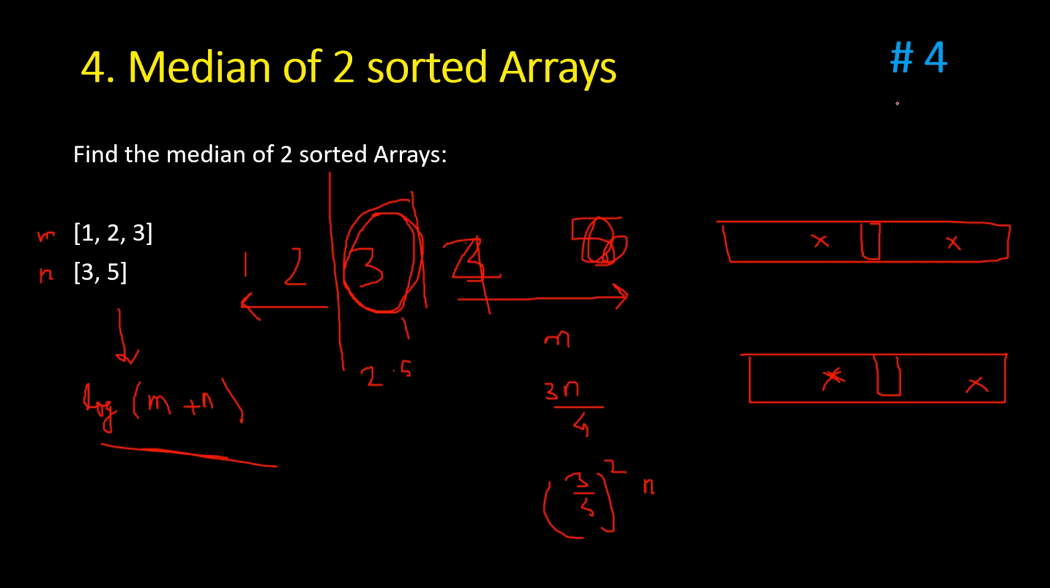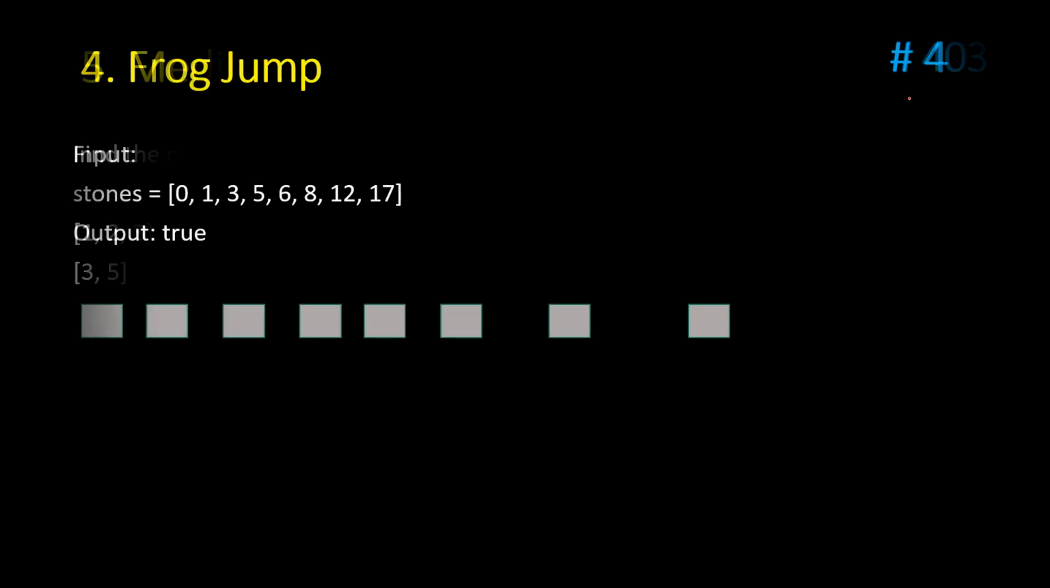You can see the details on the LeetCode page for LeetCode problem number 4. Now let's see the next problem. It's called frog jump. We have a few stones in this case. These are the stones, and this is at position 0.